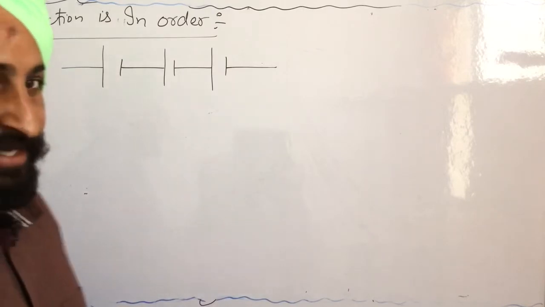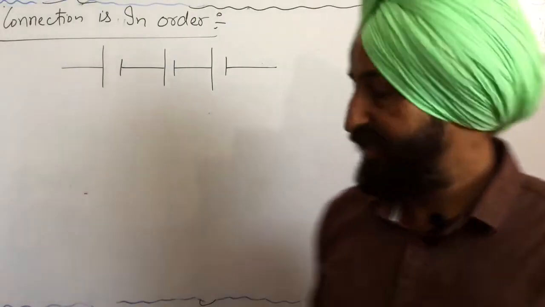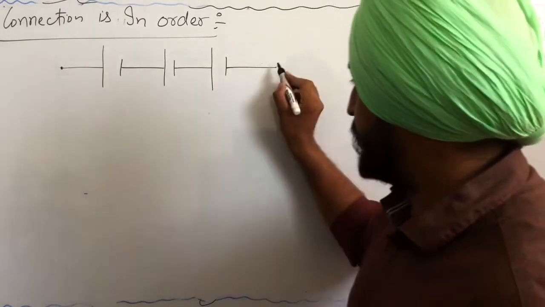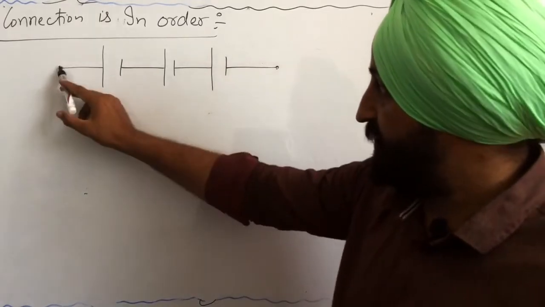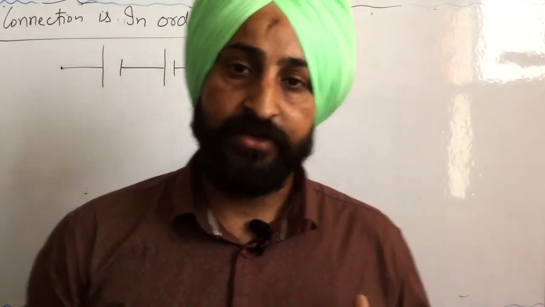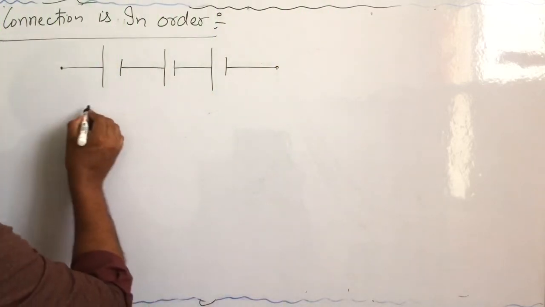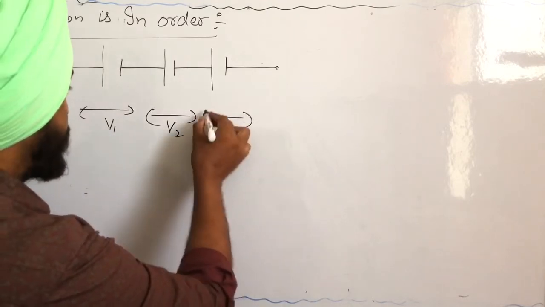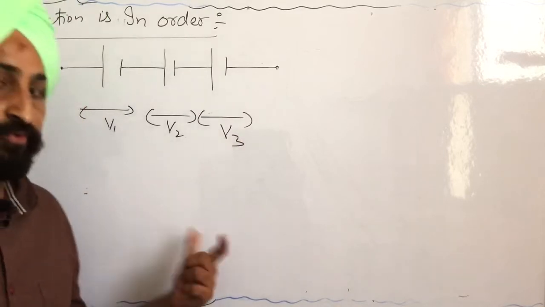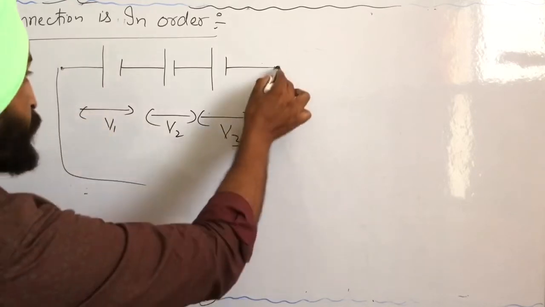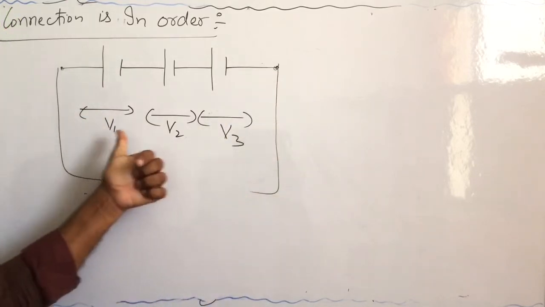Now what does in order mean? In order means when we are connecting the batteries in such cases, see here you have one terminal left and here you have a second terminal left. One terminal is positive, another terminal is negative. This means the connection of batteries in such a manner would eventually give you a higher potential. Suppose the potential across the first is V1, the potential of the second is V2, and the potential across the third is V3. So what would be the potential across these 2 points? The potential across these 2 points would be equal to V1 plus V2 plus V3.